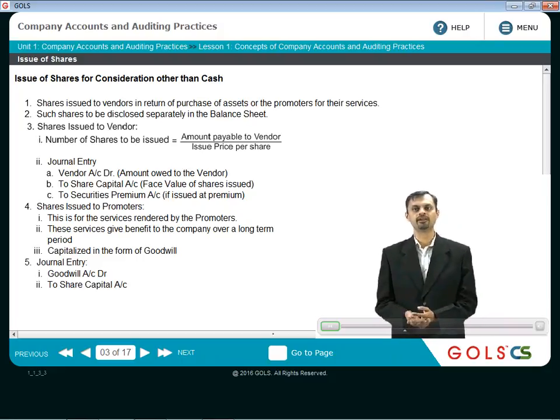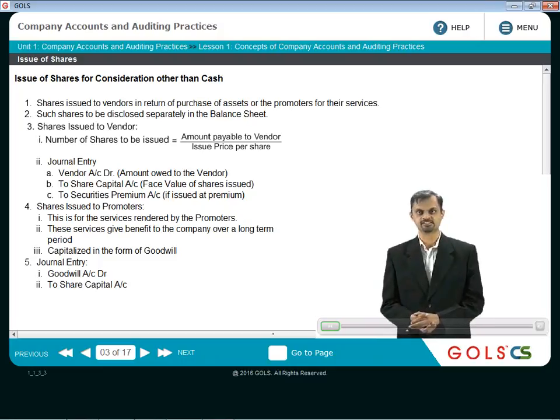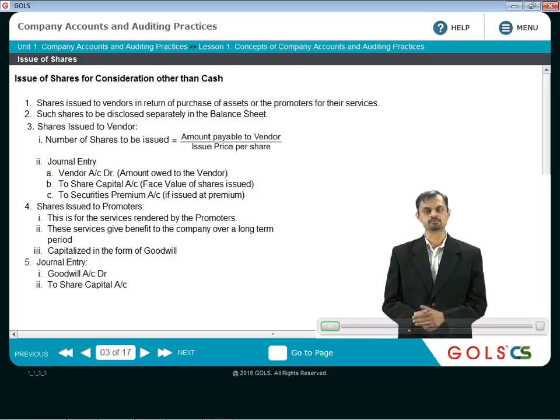So shares issued to vendors in return of purchase of any assets, or to promoters for their services, fall under this category. Such shares are to be disclosed separately in the balance sheet. Shares issued to the vendors, the number of shares to be issued will be equal to the amount payable to the vendor divided by the issue price.